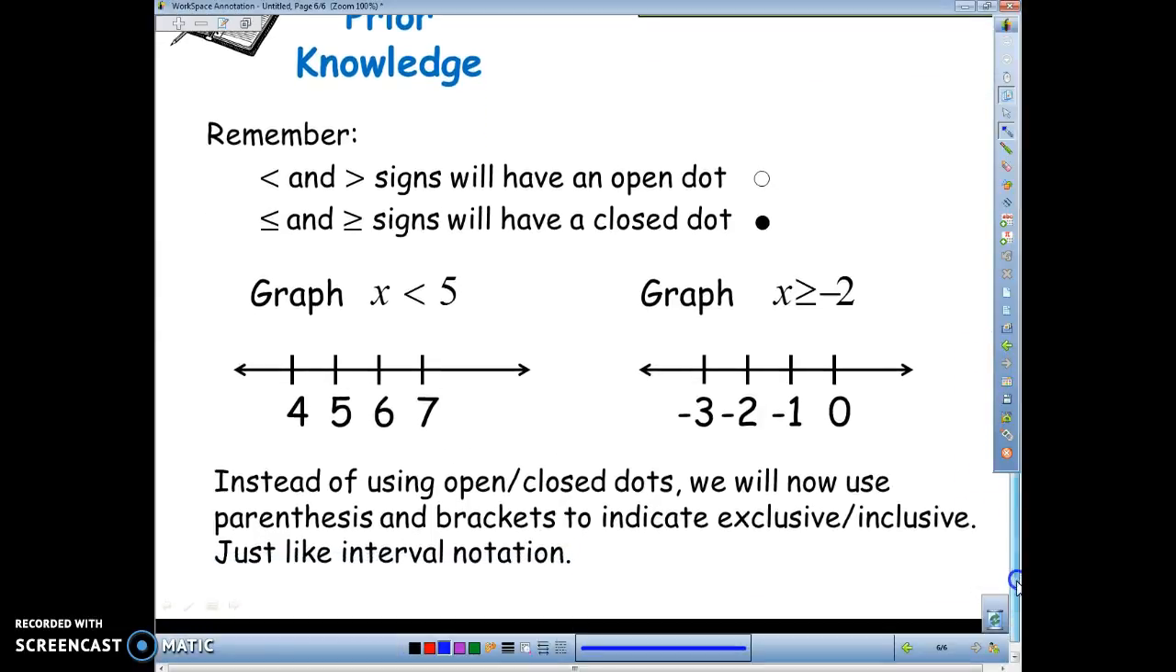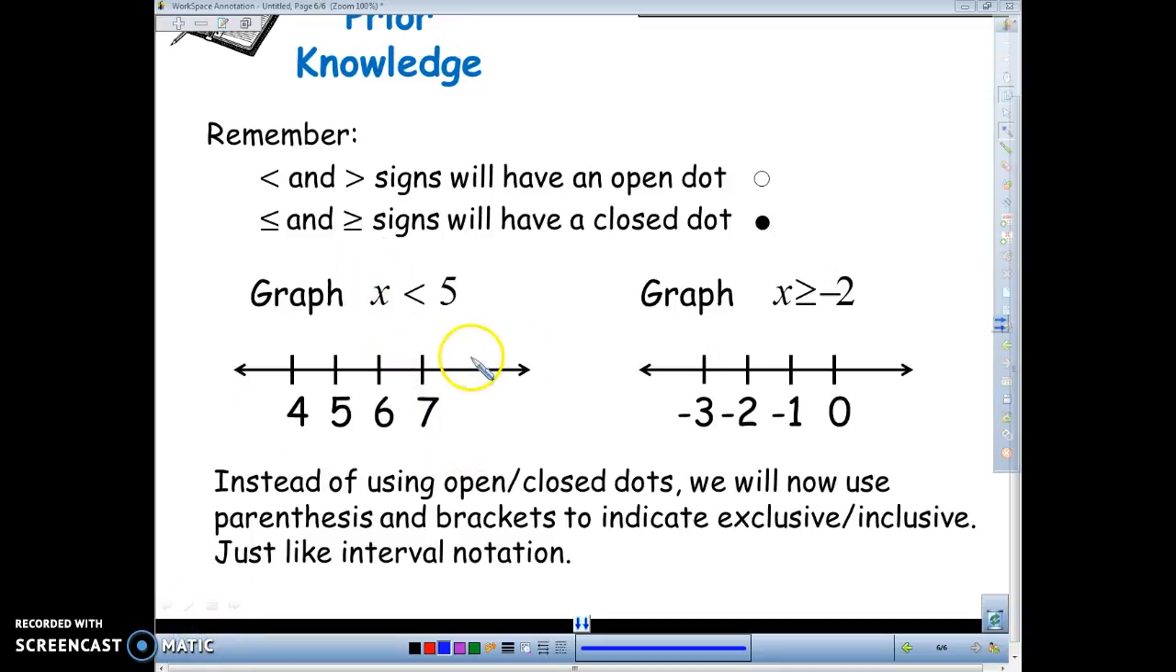We're going to go ahead and bring back in inequalities. Now, today when we're graphing these inequalities, remember that the less than and greater than signs have an open dot, and that the less than or equal to or greater than or equal to signs have a closed dot.